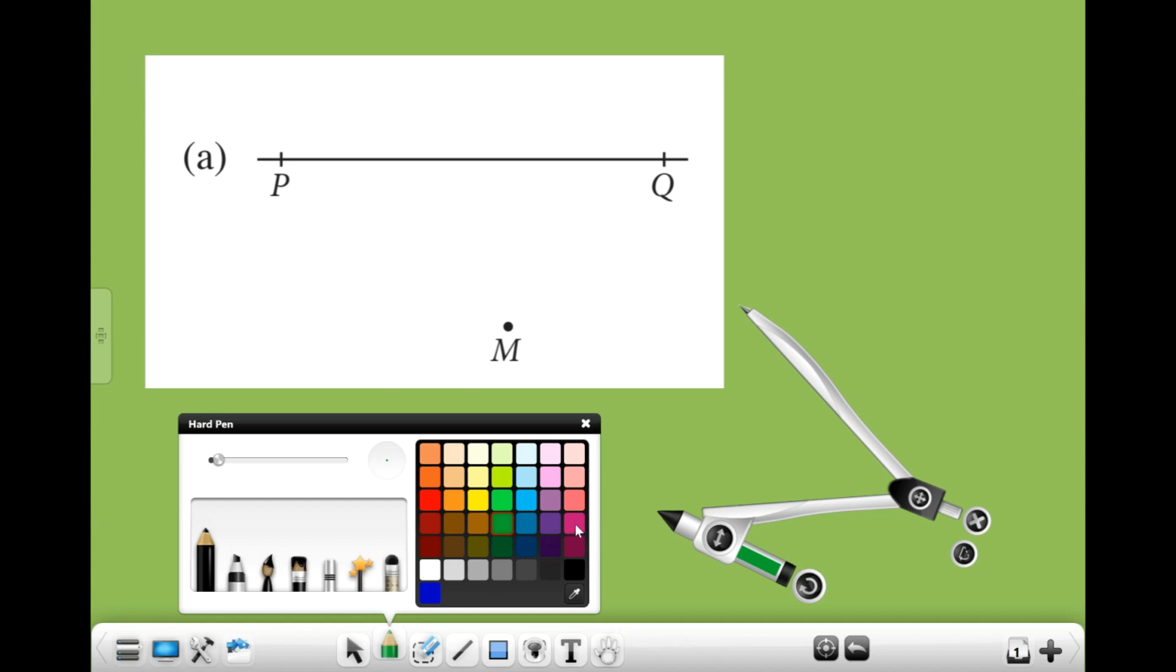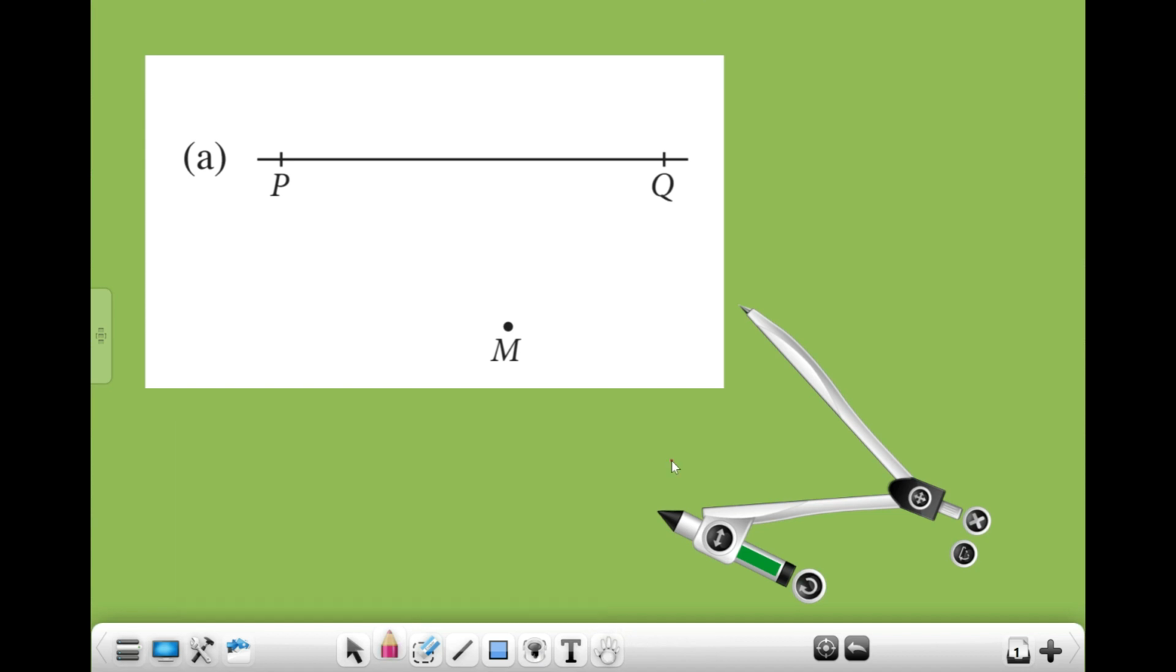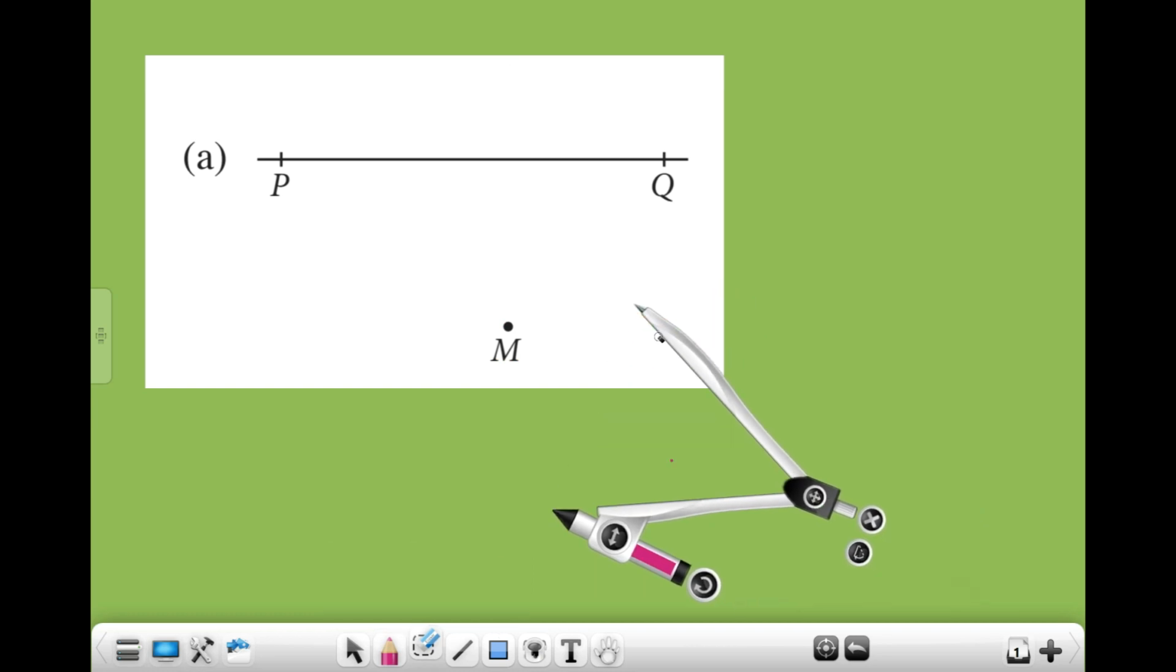So here it means we need to draw a perpendicular line that goes through M like this. You need to get a 90 degree angle here. How to do that is very simple. You just need to use your compasses. Move your compasses directly. You see the sharp point? Move the sharp point to point M. That's the first step.